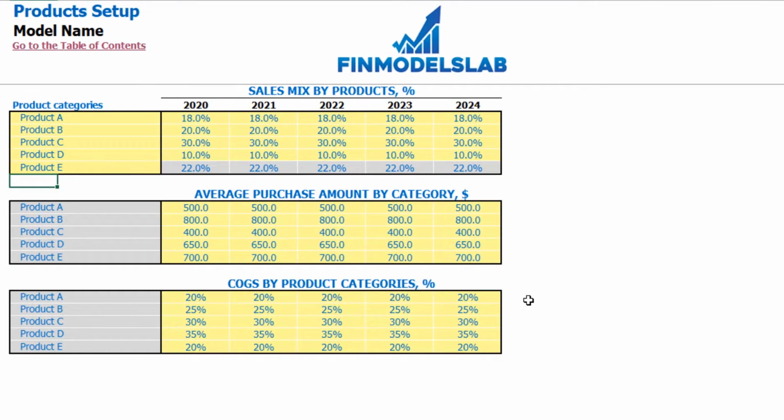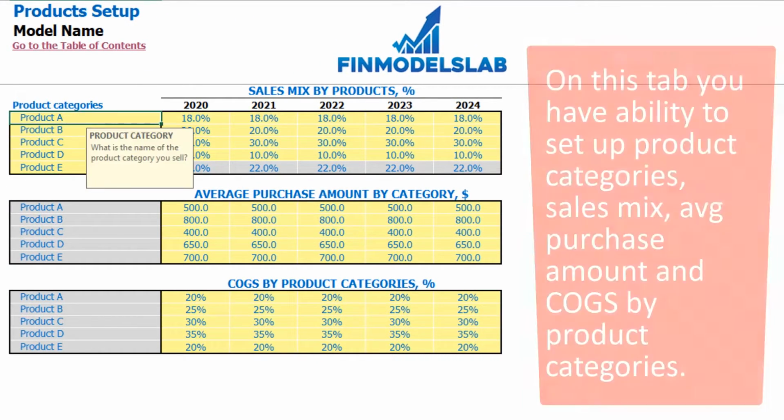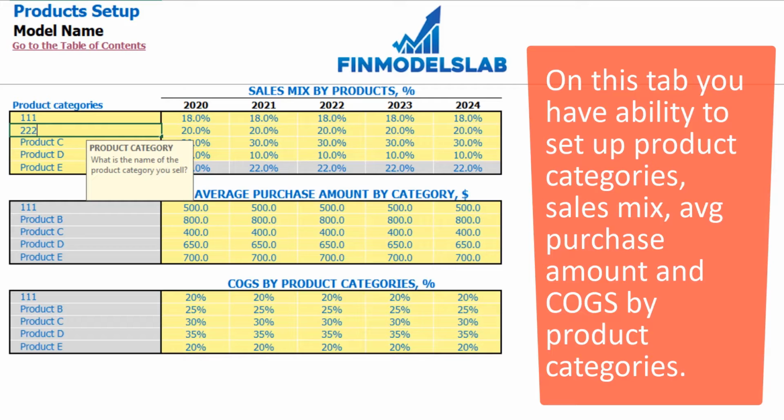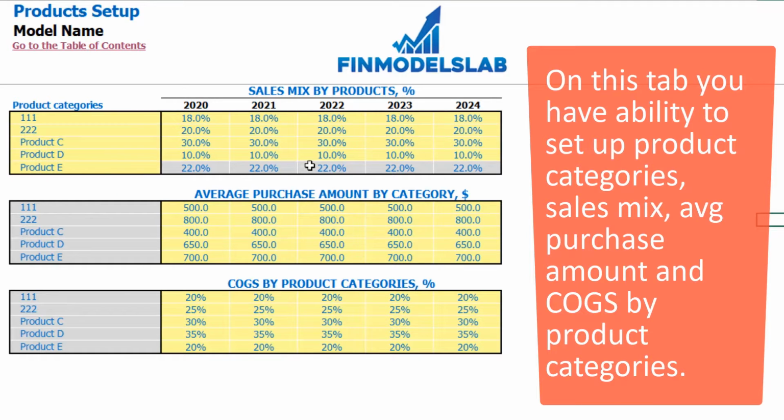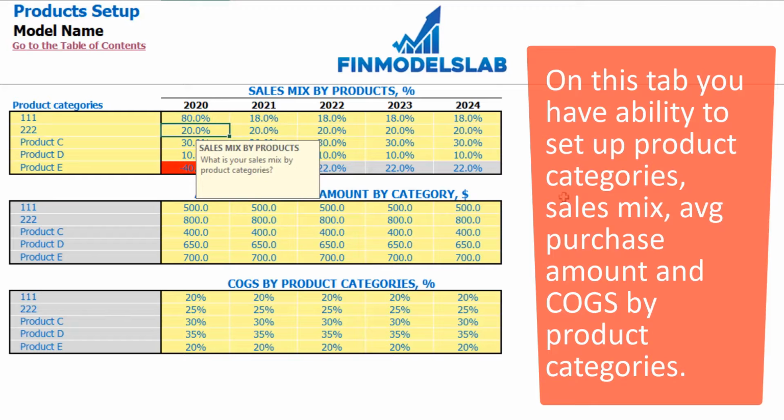On the products tab, you can input product categories names like 111, 222, etc. Any name you need. And you can set up the sales mix by products. For example, if you will input something wrong, like 80%, your product number 5, which is 100% minus the sum of the breakdown of the previous 4 products, will be minus 40%. You will see the red color. This means you input something wrong.